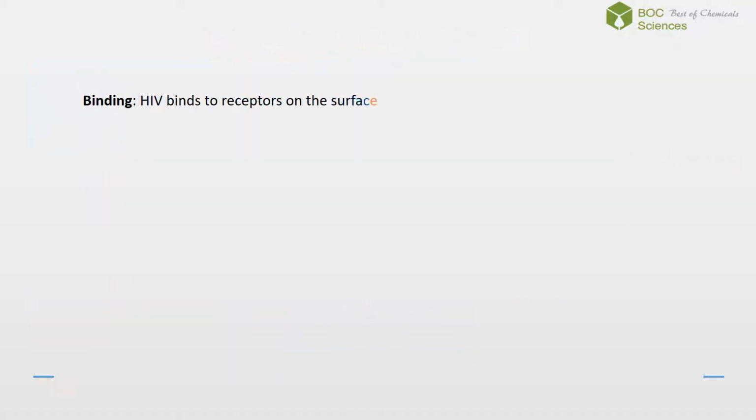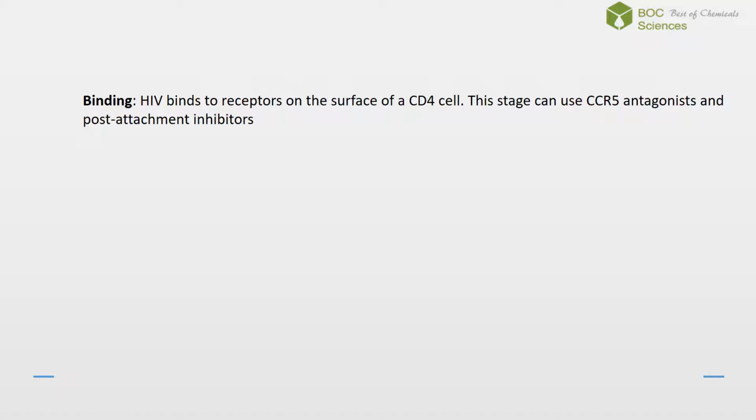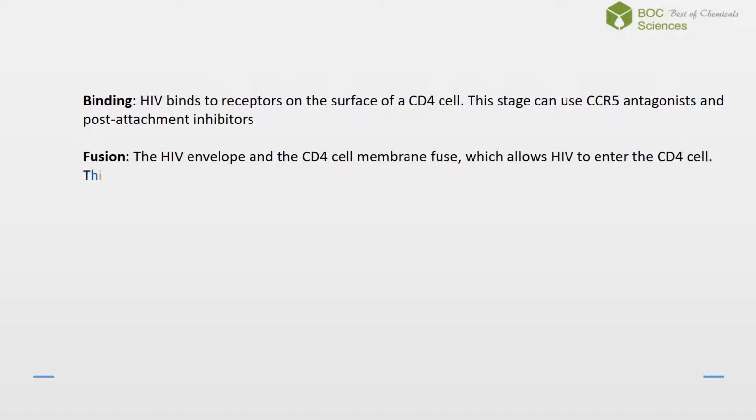Binding: HIV binds to receptors on the surface of a CD4 cell. This stage can use CCR5 antagonists and post-attachment inhibitors. Fusion: the HIV envelope and the CD4 cell membrane fuse, which allows HIV to enter the CD4 cell. This stage can use fusion inhibitors.